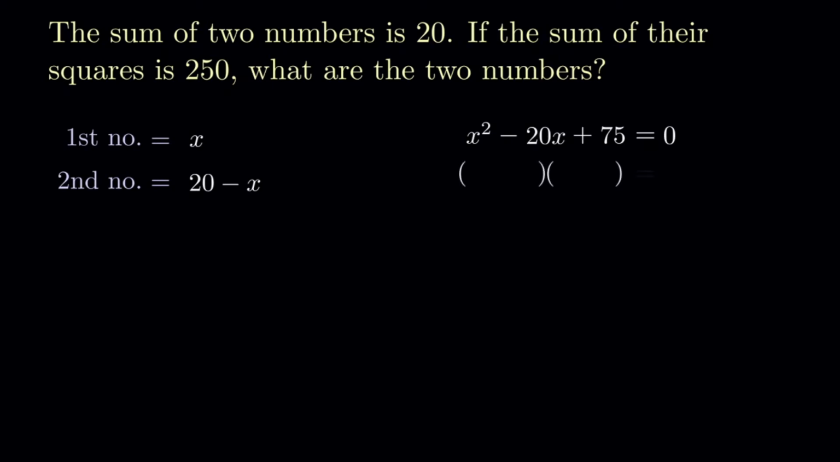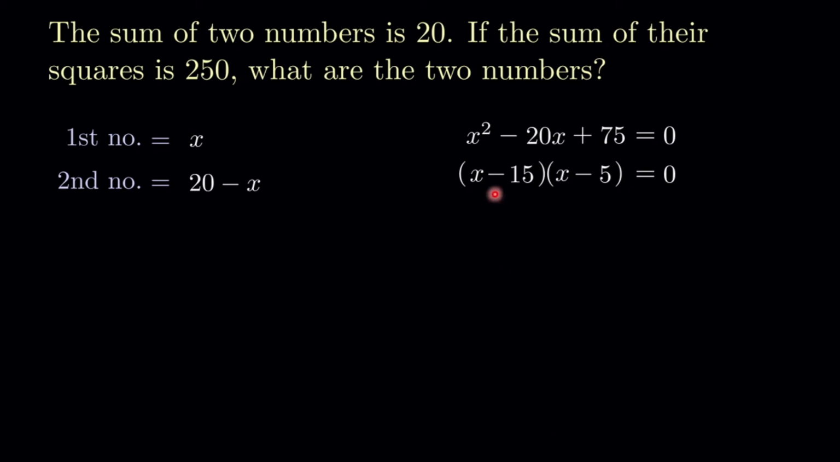So we can factor this. The factors of x squared are x times x. Then, for the two terms here, we will think of two numbers that when multiplied give 75, but when added give negative 20. Because the product is positive and the sum is negative, the two numbers are both negative. So the two numbers are negative 15 and negative 5. Let's check: negative 15 times negative 5 is positive 75. And negative 15 plus negative 5 is negative 20.